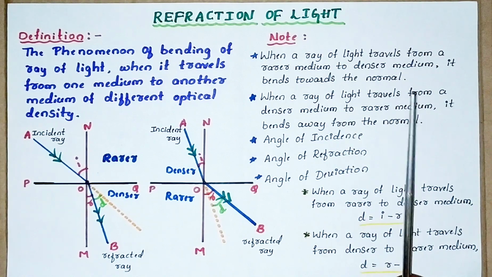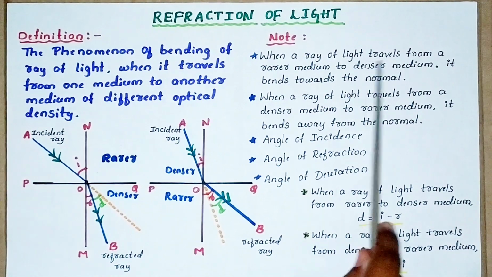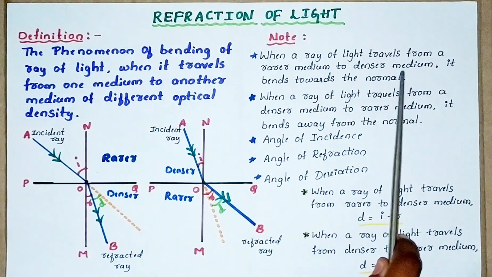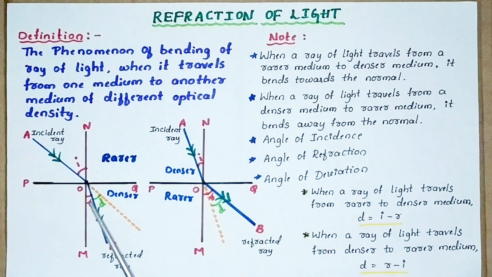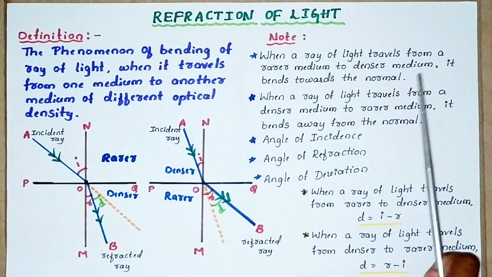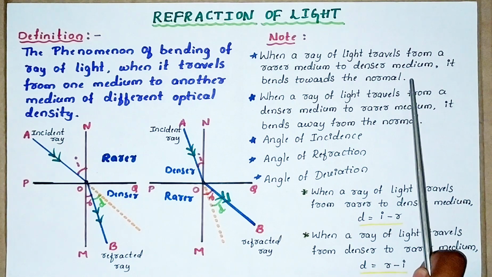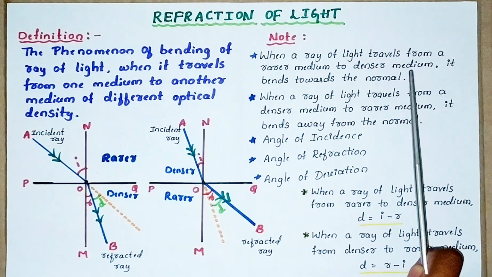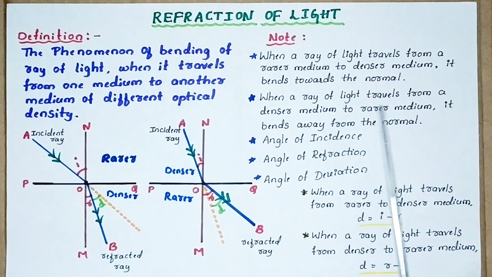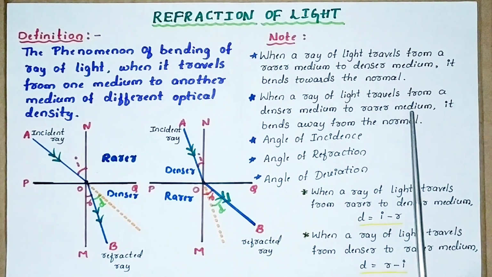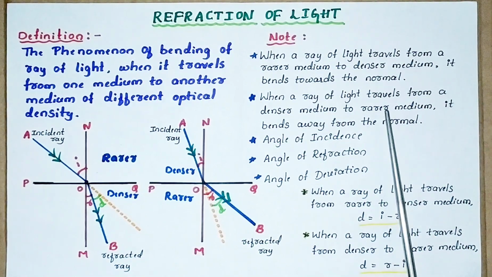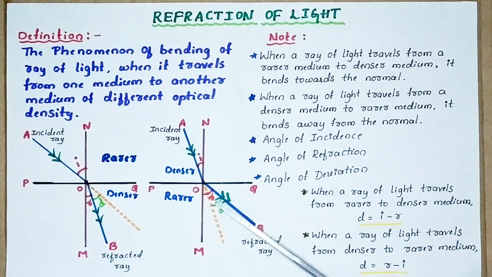What is the first point here? When a ray of light travels from rarer medium to denser medium, it bends towards normal. Yes, that is the first case. It is bending towards normal. Why is it bending towards normal? Because speed of light decreases. Then, second point. When a light is traveling from denser medium to rarer medium, it bends away from normal. Yes, this is bending away from the normal. In the second diagram, you can observe why it is bending away from the normal. Because speed of light increases.